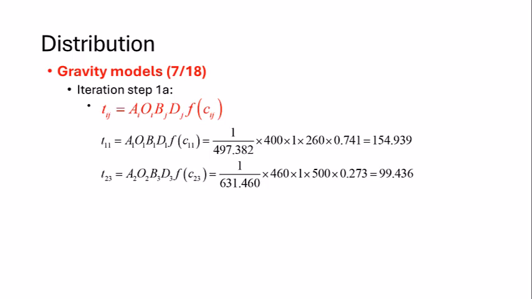Once we have initial values for Ai, we can calculate trip flows, Tij, using the formula. Here, Oi is the origin total, Dj is the destination total, and f(cij) is the cost deterrence function. This gives us a first approximation of the OD flows, but they won't yet perfectly satisfy all constraints.